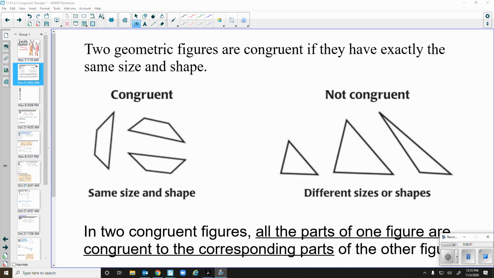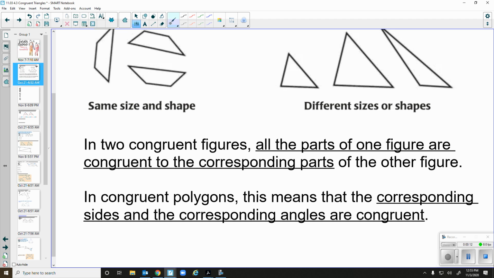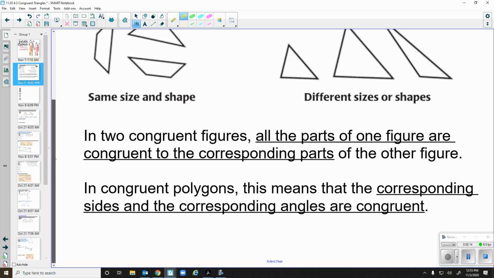If we have our geometric figures and they're congruent, that means they have the exact same size and shape. You also know what congruent is. And with congruency, those two sentences: if you have two congruent figures, all the parts in one figure are congruent to the corresponding parts of the other figure. So all the corresponding sides and corresponding angles are congruent.